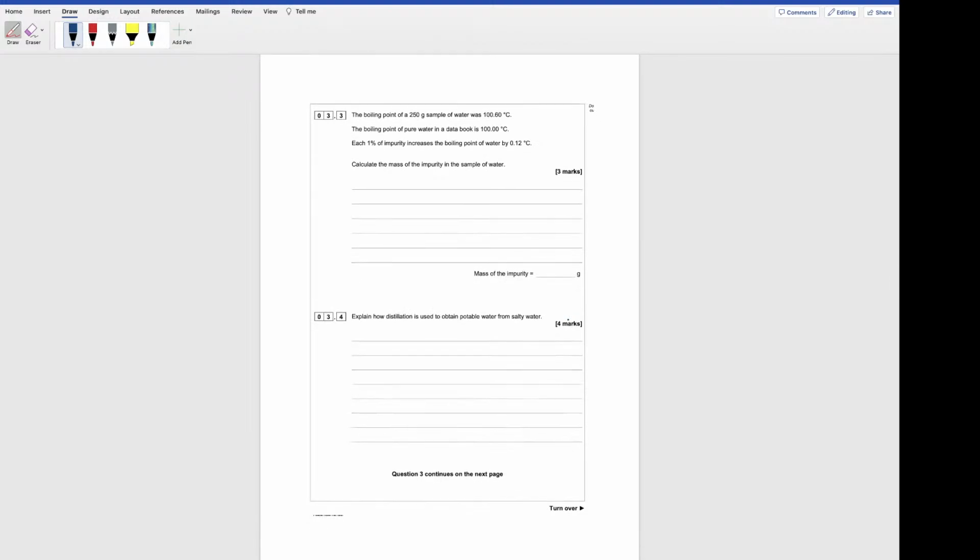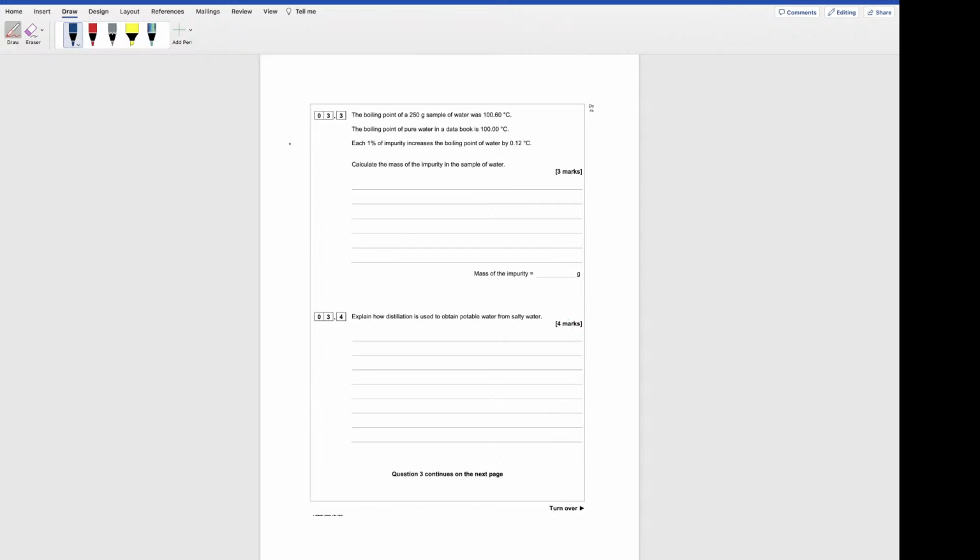Right. The boiling point of a 250 gram sample of water was 100.60 degrees C, and the boiling point of pure water in the data book was 100 degrees C, what you'd expect. Each 1% of impurity increases the boiling point of water by 0.12 degrees. Calculate the mass of impurity in the water sample. Right, for this one, we need to know, basically, how many times has the impurity affected the degree C.